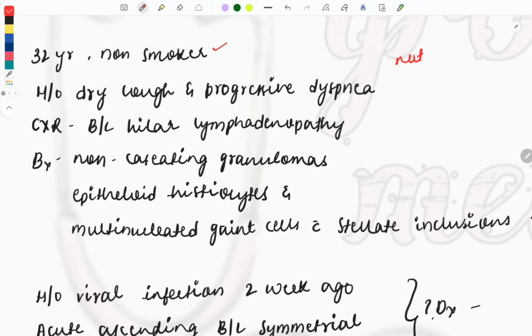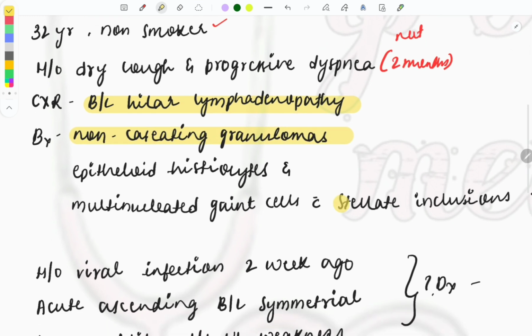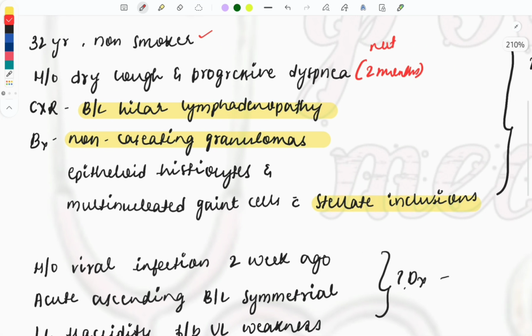Okay, then history of dry cough and progressive dyspnea was there, and something like over 2 months was described in the case. Chest X-ray shows bilateral hilar lymphadenopathy and non-caseating granulomas were seen. Then stellate inclusions were also seen, epithelioid histiocytes and multinucleated giant cells on the biopsy. So these are the things described in the clinical case.